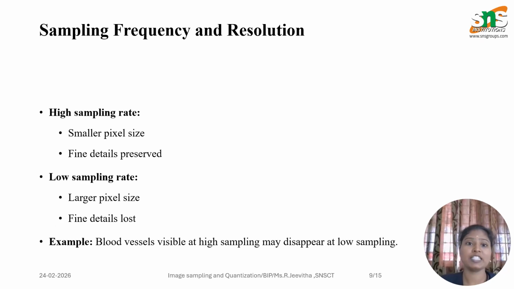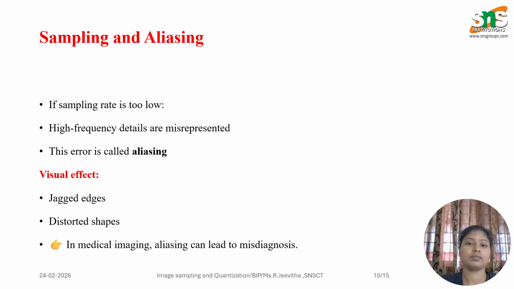Sampling frequency determines pixel density. A high sampling rate means small pixel size, fine detail preserved, and a high resolution image. A low sampling rate means large pixel size, fine details are lost, and poor resolution. Let me give a medical example. Small blood vessels may be visible at high sampling but disappear at low sampling. So sampling directly affects image clarity.